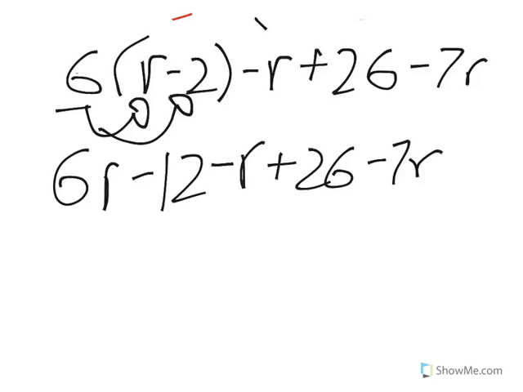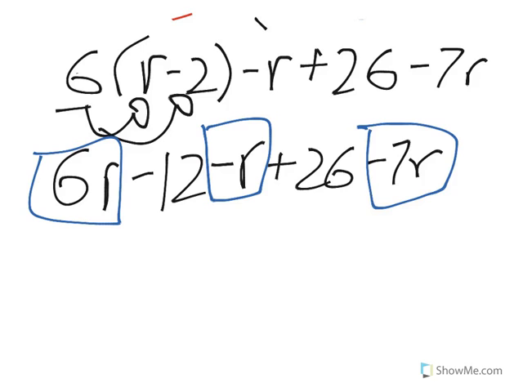And then this becomes, once again, combining like terms. First of all, we're going to put our little boxes around our variable terms: 6r minus r, make sure to include your signs, and negative 7r. And then we want to move on to our constants, negative 12 plus 26. That plus is obviously going to make an appearance again soon.